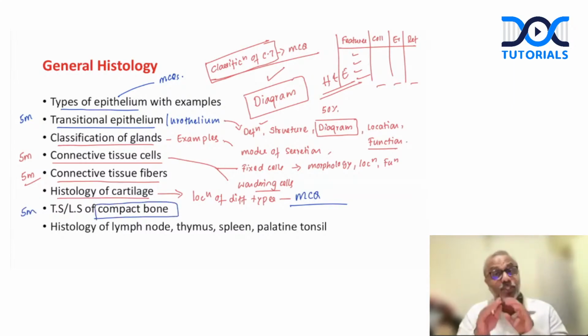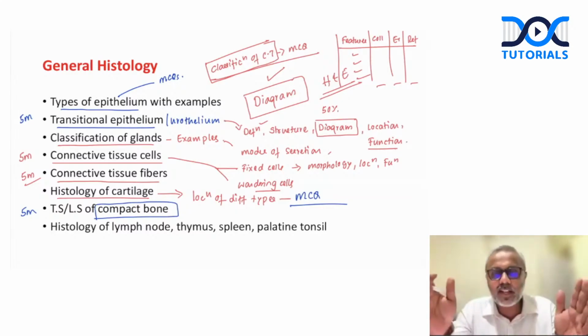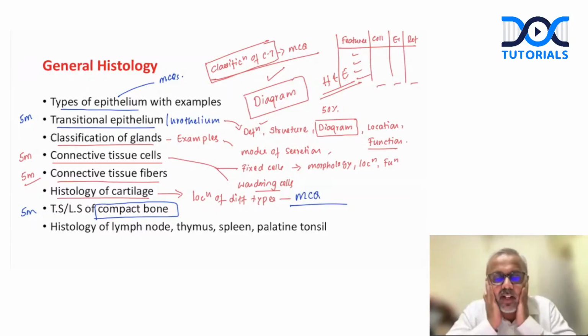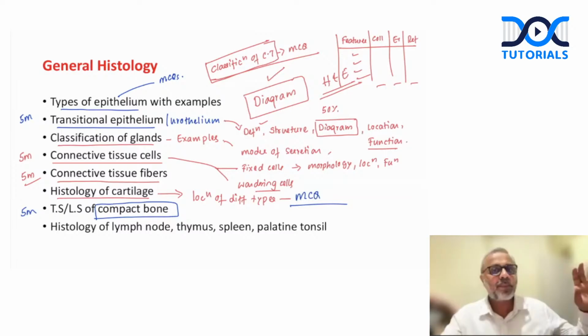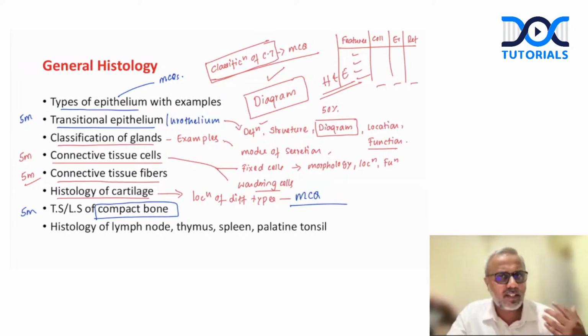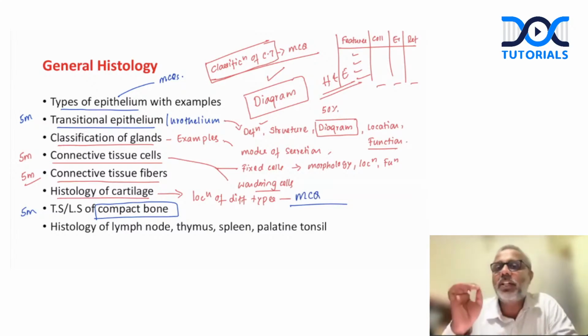Then the next important thing is the histology of compact bone. As soon as you see this question, you will be happy. Even in histology practical, you will be happy if you get a bone slide because it's very easy to identify. This is one slide where none of the students are expected to go wrong. But the problem is when you want to describe the histology of bone, that is when the actual difficulty arises.